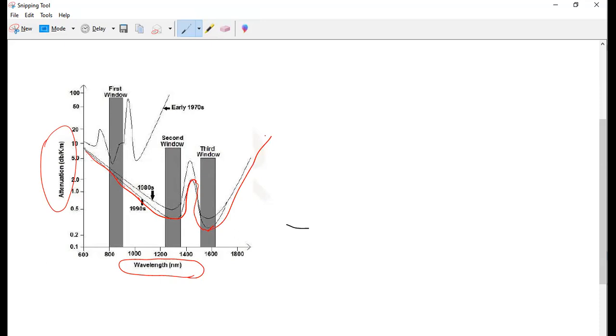Now, how do you read this graph? At a given wavelength, for example 800, the attenuation is this high, around 3. But at this point, it is around 0.4. At this point, it is very, very low. Attenuation is very low. It corresponds to which range of wavelengths?